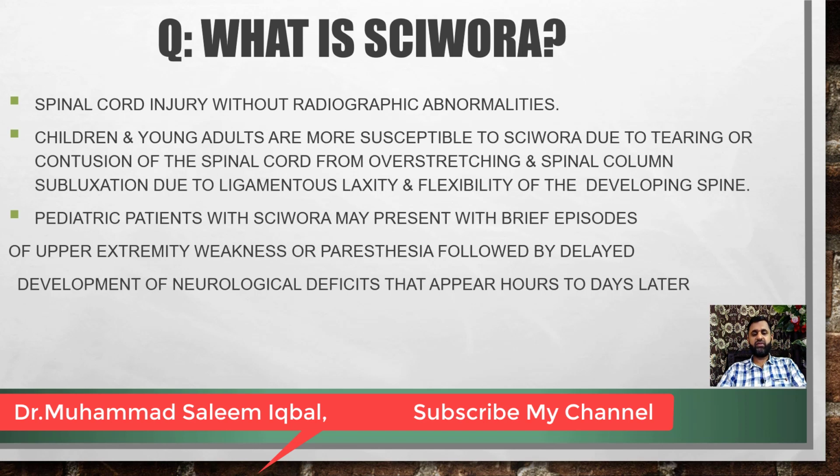SCIWORA occurs in 15 to 25% of all pediatric cervical spine injuries. C2 is the most common level injured, and the most common age group is less than 3 years. Pediatric patients with SCIWORA may present with brief episodes of upper extremity weakness or paresthesias, followed by delayed development of neurological deficit that appears hours to days later on.